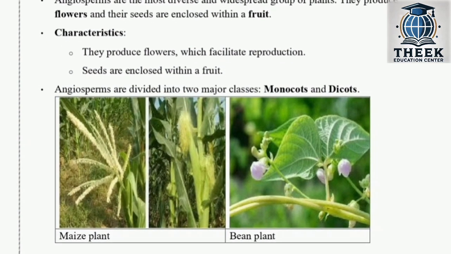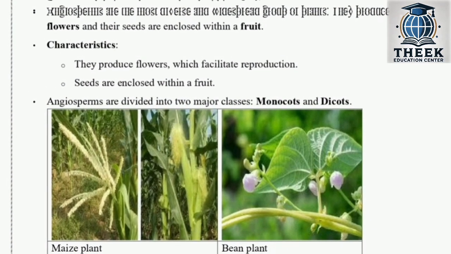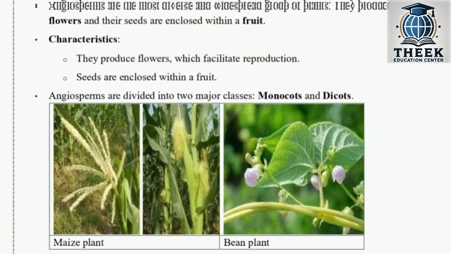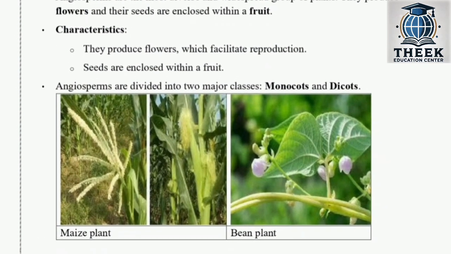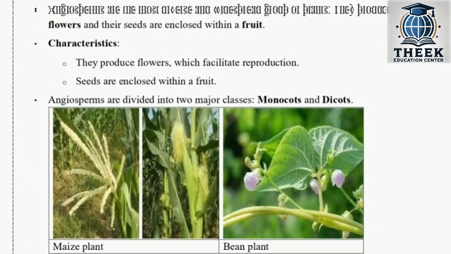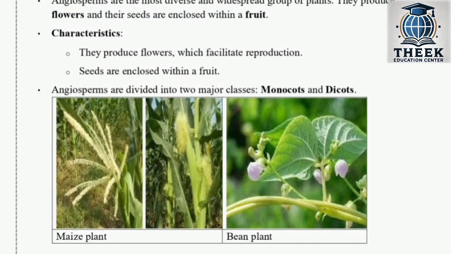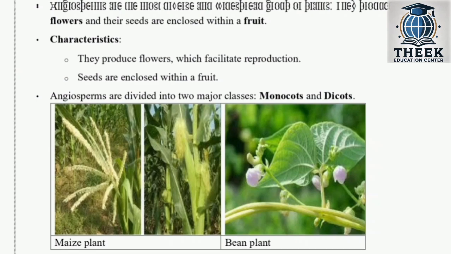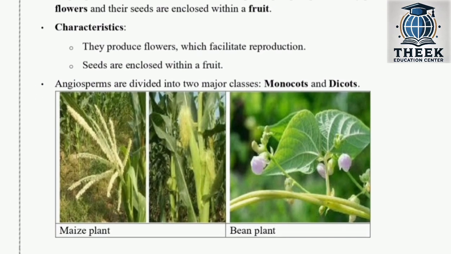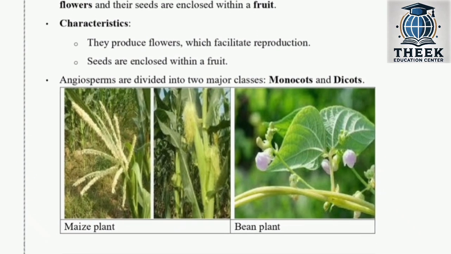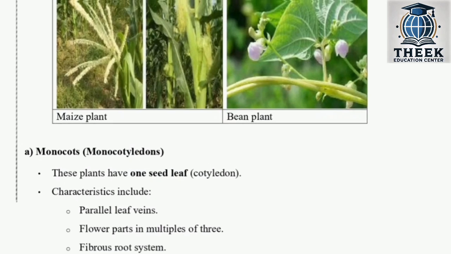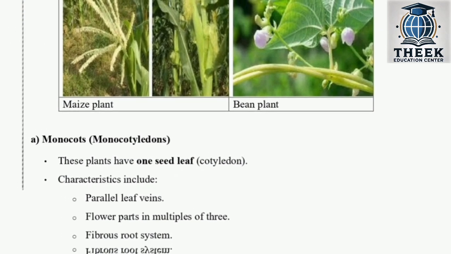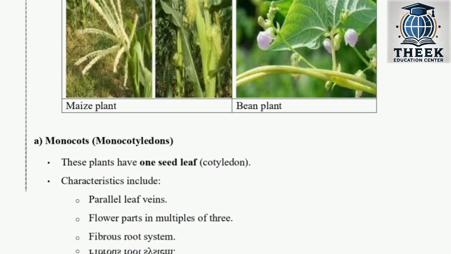Now, angiosperms are divided into 2 major classes. Here we talk about the monocots and the dicots. An example of a monocot here is maize, and in that order, the bean is a good example of a dicot. So let's look at the features of the monocot. Let's talk about the monocot, the monocotyledon.